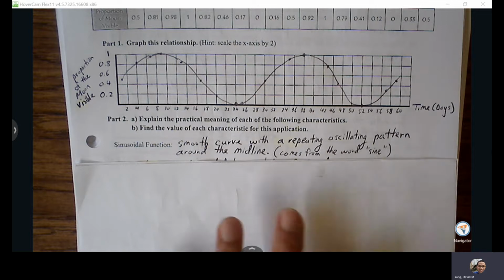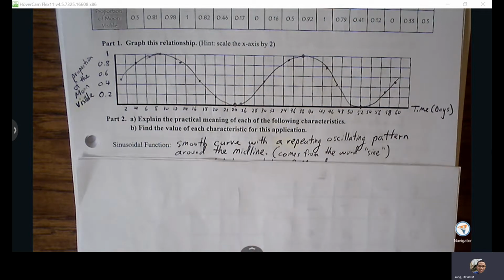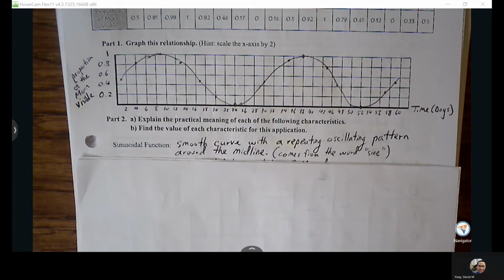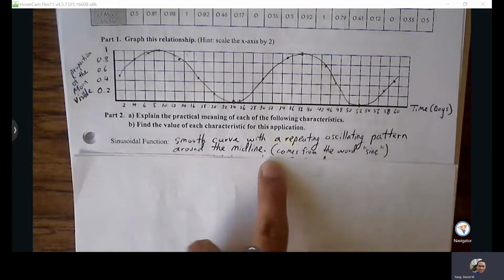Okay, I have a definition for you guys to copy down here. Sinusoidal functions. That word comes from sine, and it's basically describing a sine graph. So a sinusoidal function is a smooth curve with a repeating oscillating pattern. Oscillating just means that it swings back and forth. And if you look at your y values, it goes up and down around the midline, swinging back and forth on either side of the midline.